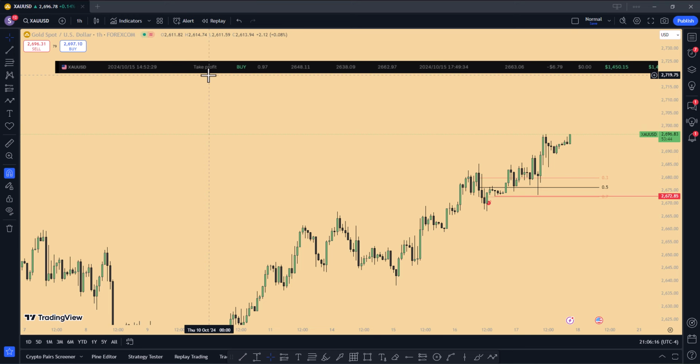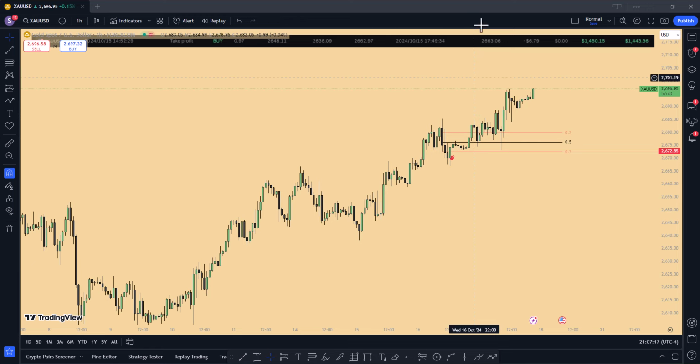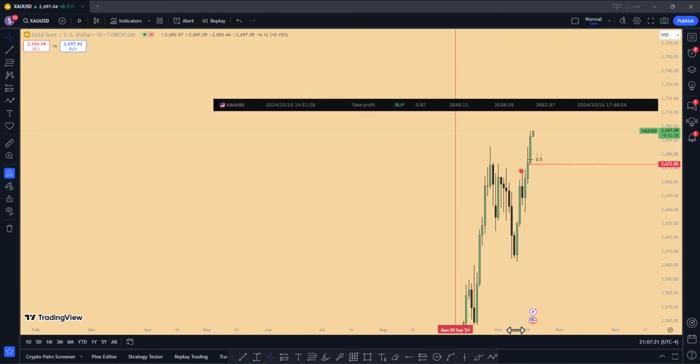Yeah, so it was a long position. It wasn't a lot, only 1.5 R, although the potential was really good on this trade. I could have taken 3, 4, 5 R. All right, so let's go to the higher time frame first. Let's go to the daily time frame.